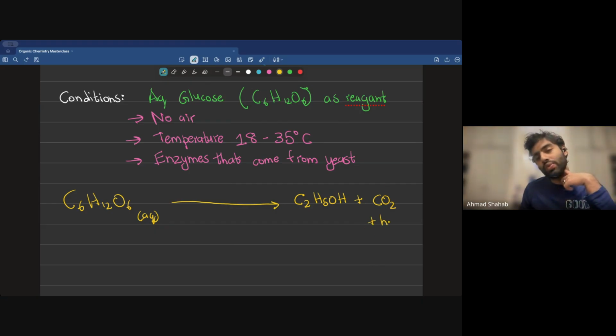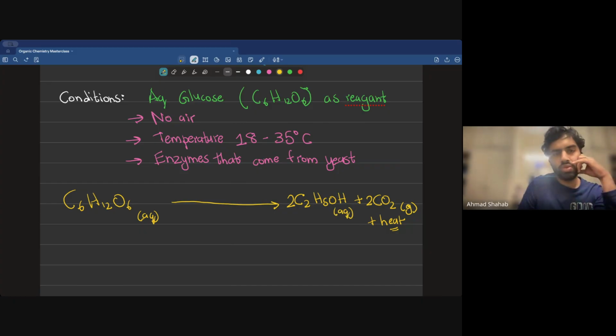Heat energy is going to get released. Let's balance this equation. 2 into 2, 4. We have this equation balanced. And what will happen as a result? The carbon dioxide that is released is going to be in gaseous form. The glucose is going to be in aqueous form. All right.